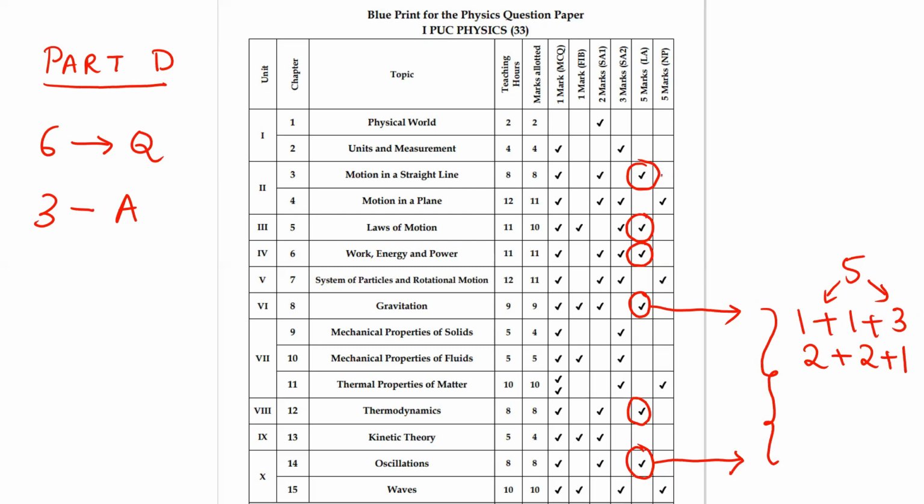We need to strongly prepare the topics Motion in a Straight Line, Laws of Motion, Work, Energy and Power, and then Thermodynamics. These are the topics I really need to focus on. Why, I will say now.